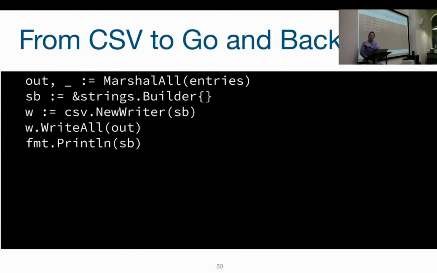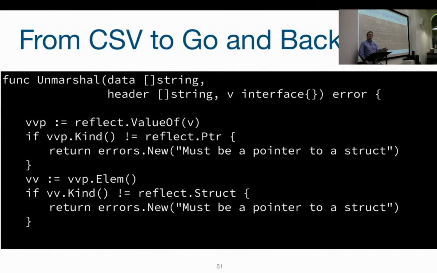And it would be nice to go in the other direction as well, right? We take a slice of structs, turn it into a slice of strings, put it into a CSV file using CSV writer. And with all the things we've learned about reflection, we can build this. It's actually not that hard. This one's actually a lot easier than the other ones. So let's start with loading data from a CSV file into a Go struct.